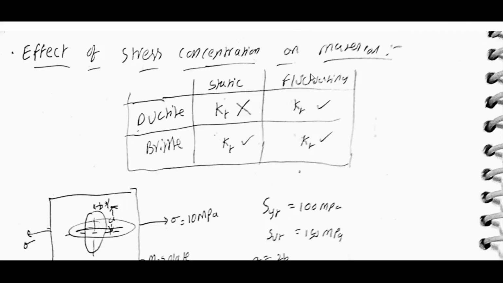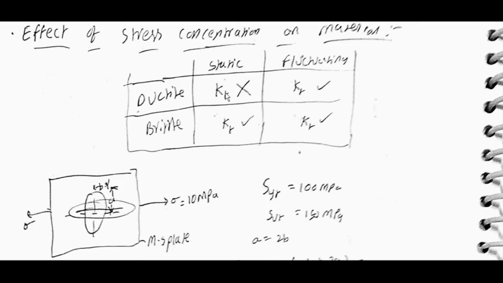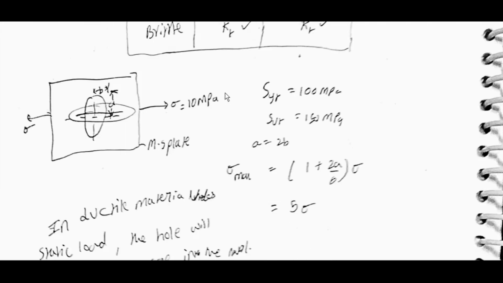Effect of stress concentration on material, static and fluctuating. Ductile, static: no effect. Kt has no effect as it will merge. Fluctuating: there will be an effect. Ductile, brittle: there will be an effect. Kt, static: there will be an effect, and fluctuating also there will be an effect. Ductile only, and static loading: as it will merge, there will be less effect.